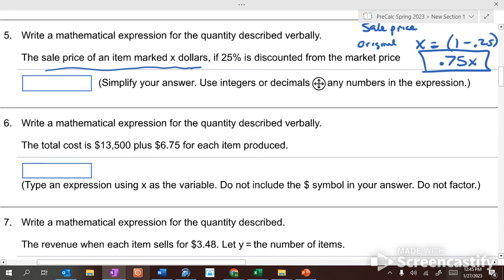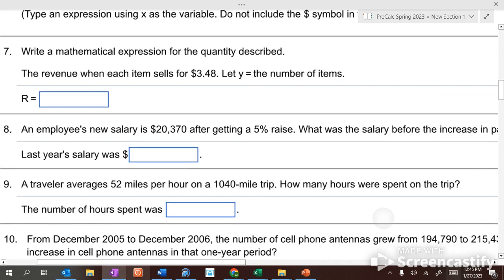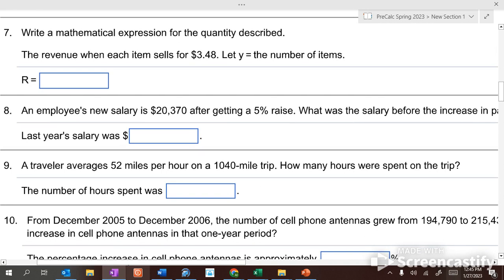The total cost is $13,500 plus 6.75 times each item produced. You have that in operating expenses, startup expenses, plus it costs that much to produce each item. Okay? All right. The revenue is just whatever you get for it times the number of items. So it's $3.48 per item.